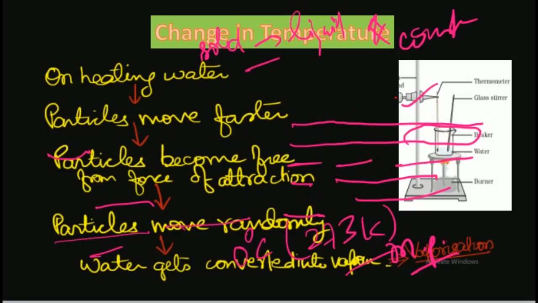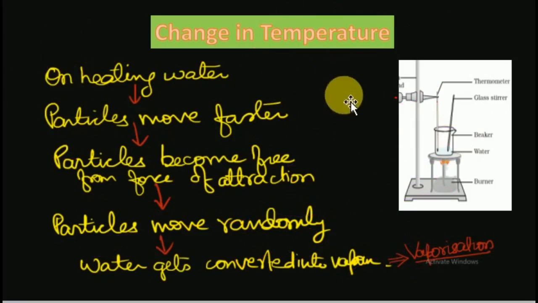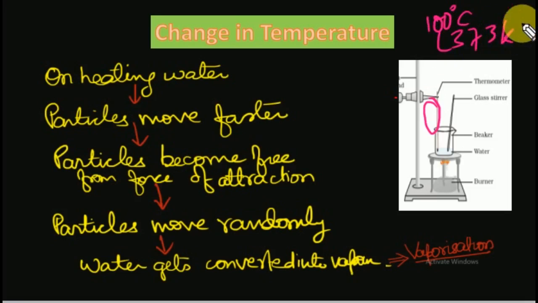As we know that in our day-to-day life, when we provide further heat energy, at a certain temperature, in the case of water at 100 degrees Celsius, or in Kelvin 373 Kelvin, it will start to boil. But it is a bulk phenomenon because the whole system will start to boil. Not only the upper surface will boil and after that the lower. The whole system will start to boil.